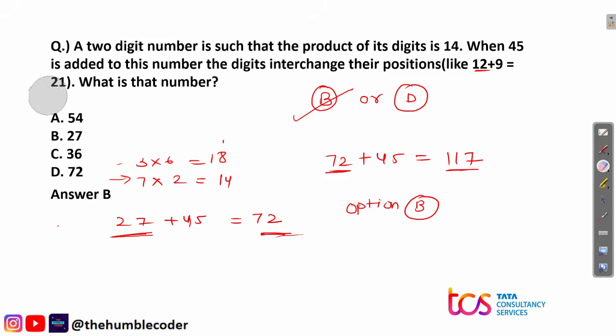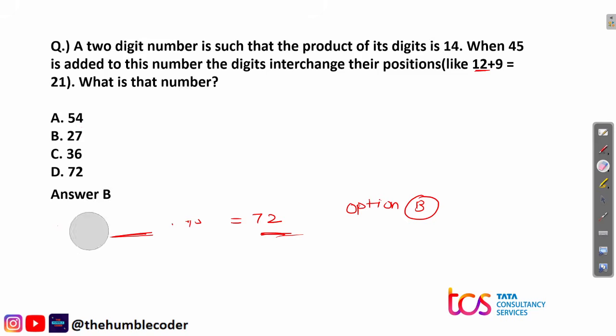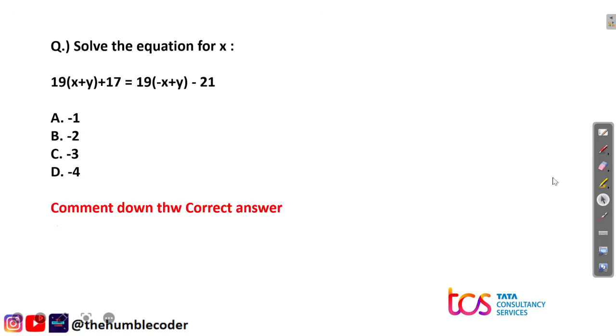Moving ahead to our next question. So the next question is this. We have an equation given to us, that is 19 in brackets x plus y plus 17 equals 19 minus x plus y minus 21. What you need to do is solve this equation and find the value of x and not y.